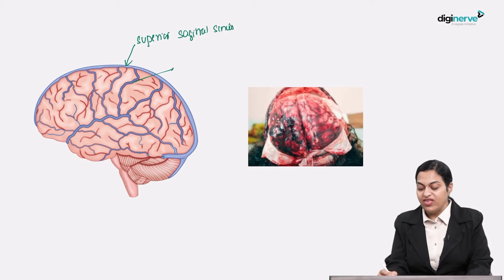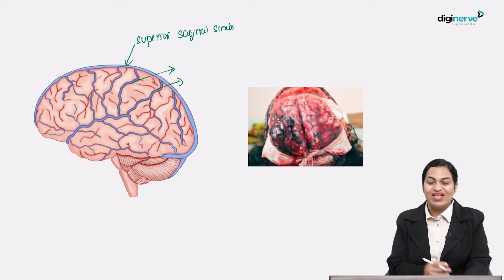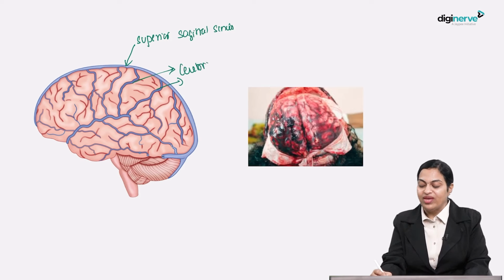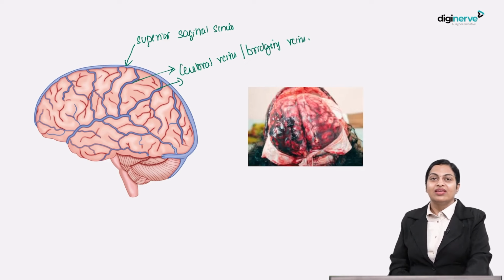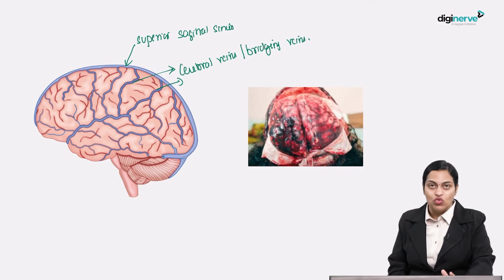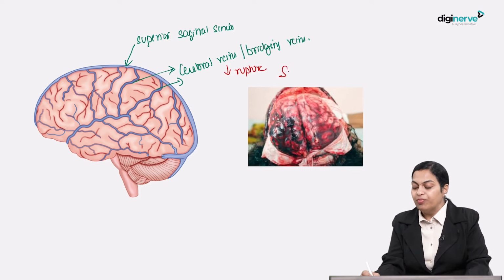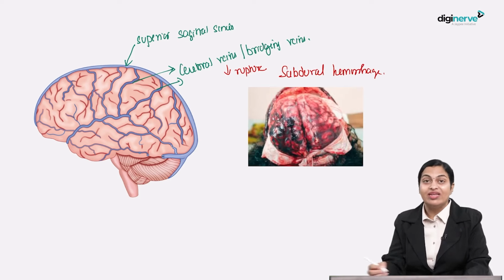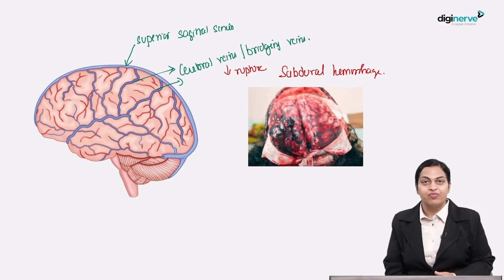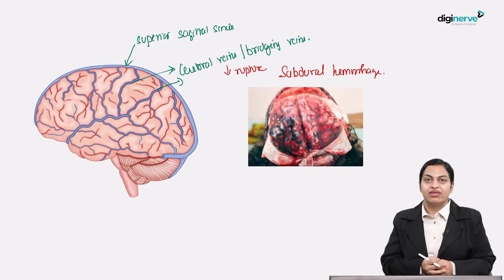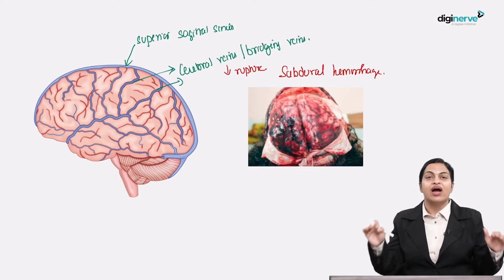Can you tell me what are these veins draining into the superior sagittal sinus? The cerebral veins. They are also called bridging veins. And in hypertensive patients, when the BP shoots up, when the intracranial pressure increases, these veins can rupture, leading to subdural hemorrhage. So where does the blood accumulate in the subdural hemorrhage? In the subdural space that lies below the dura mater, between the dura mater above and the arachnoid below.